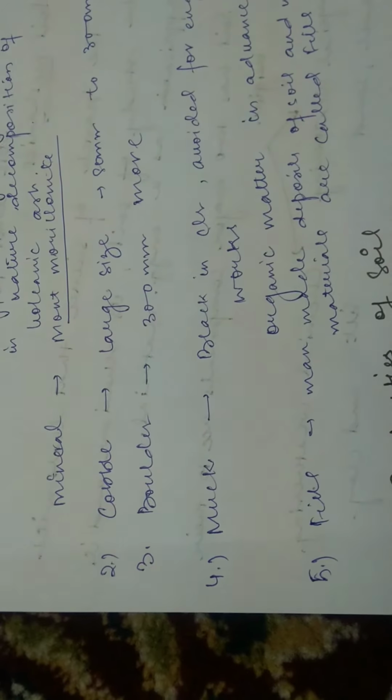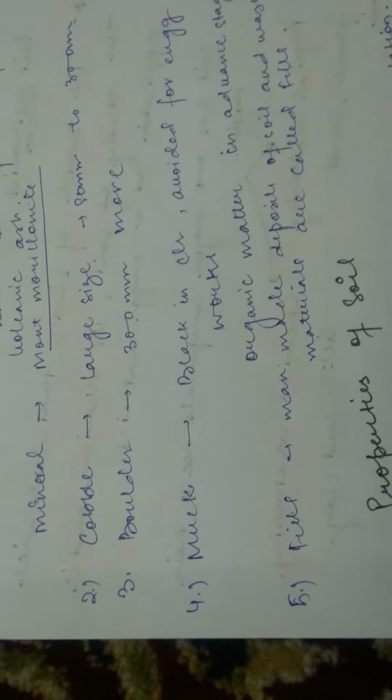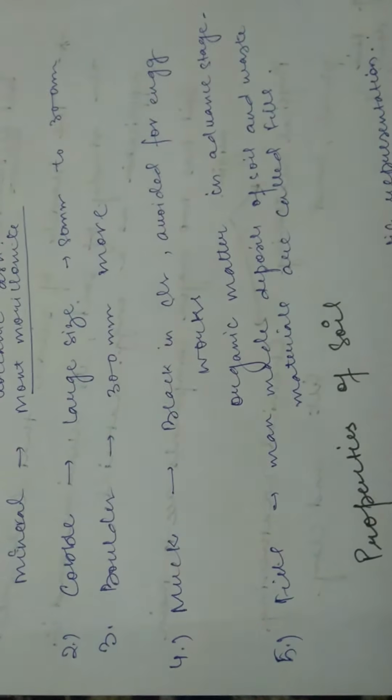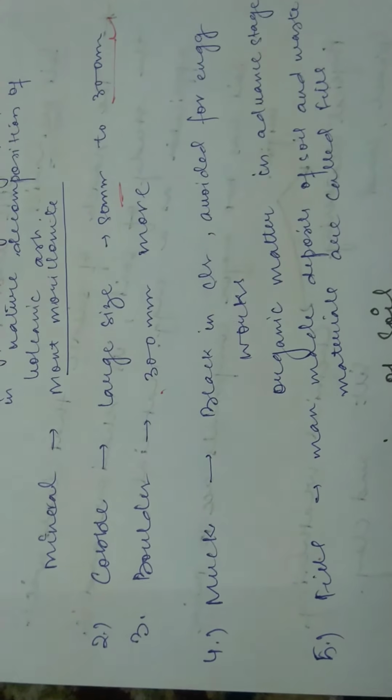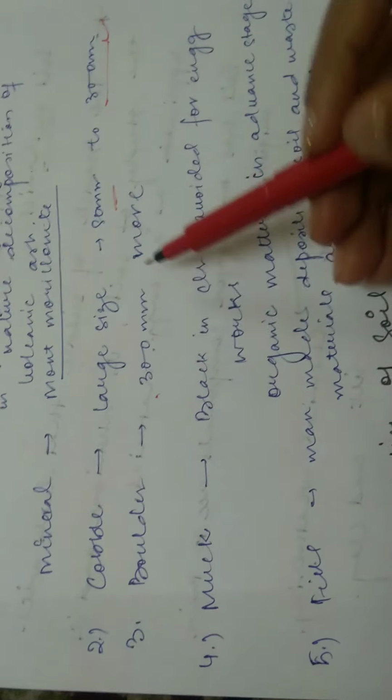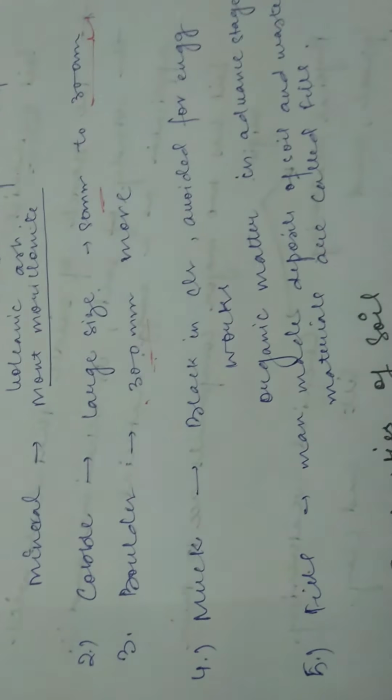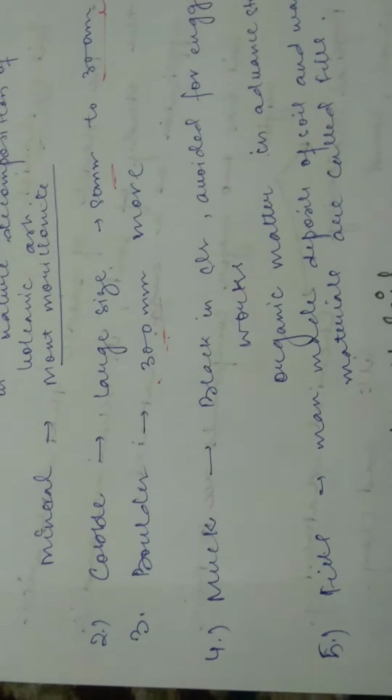Now moving on, the next one being the cobble. Now the cobbles are large size particles whose range is from 80 mm to 300 mm. Now the next one is boulder. The boulder refers to those rocks whose size is greater than 300 mm.